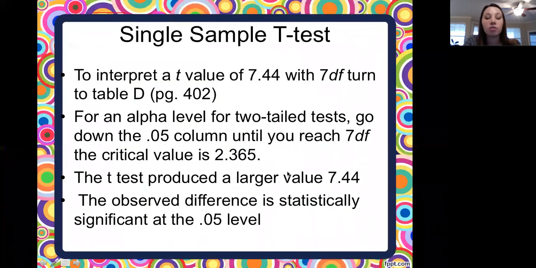The t-test produced a larger value than 2.365. It was 7.44. And because of that, the conclusion that we need to make is to reject the null, because our 7.44 is falling in that rejection region. So let me go ahead and draw that out so that everyone can understand what I'm talking about.